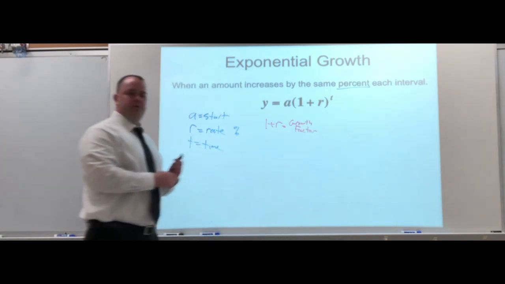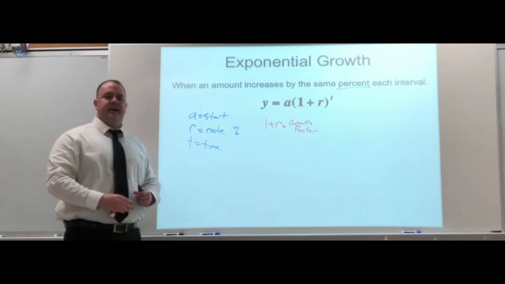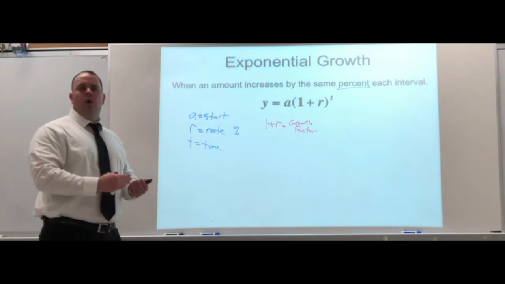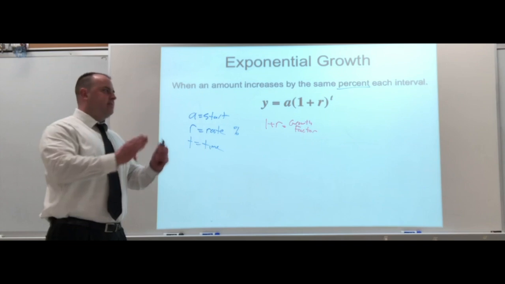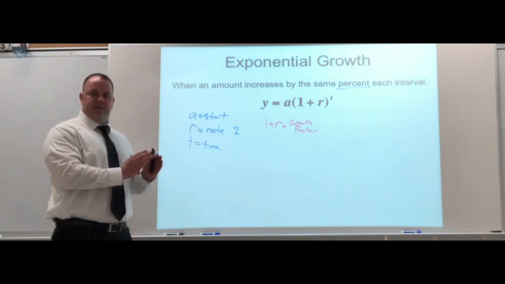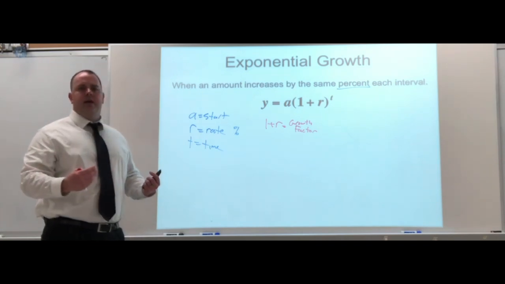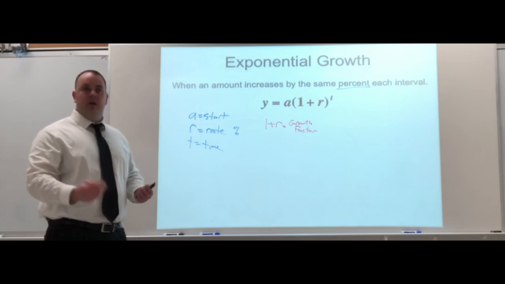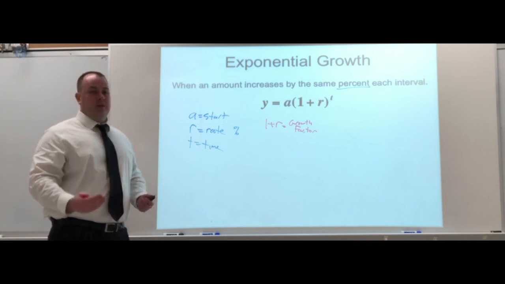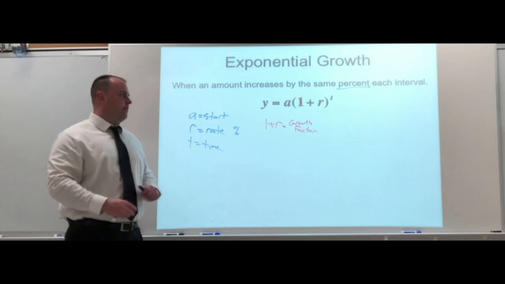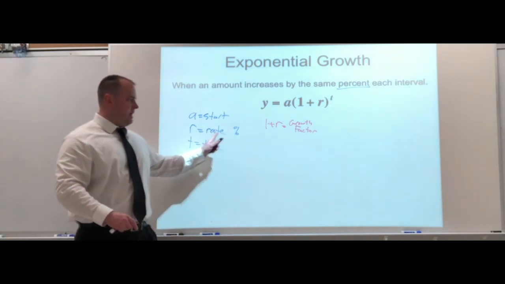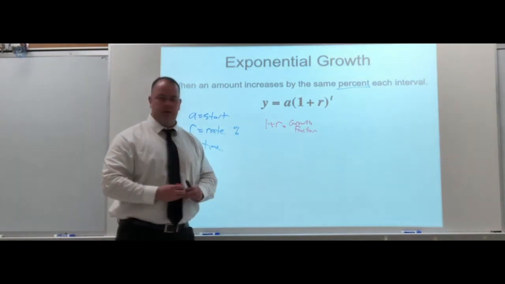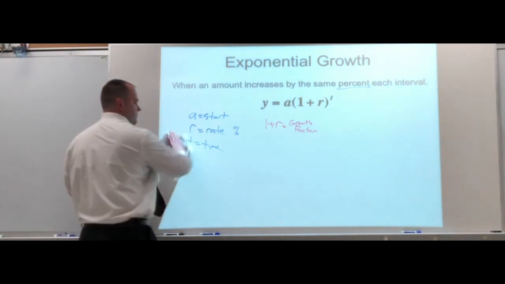So if you see a problem and it says the factor is 1.36, that's the whole part that's inside the parenthesis. If it just says we have a rate of 36%, well, that's the r. So you have to read the problem carefully. It's very important you read it carefully and identify it. Is it talking about the rate or is it talking about the factor? Now, types of problems you're going to see.